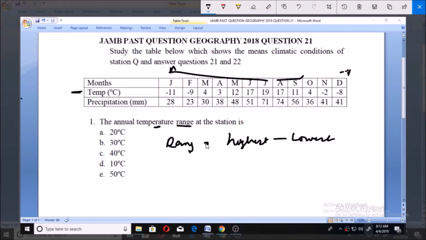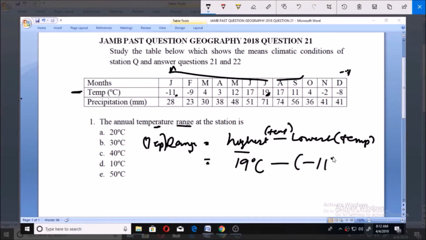Highest minus lowest. If you are talking about the temperature range, you're talking about highest temperature minus lowest temperature. So in this case, what is the highest temperature here? You look at all these, and you are going to see that the highest here is 19 degrees Celsius. So you have 19 degrees Celsius minus the lowest. What is the lowest? The lowest here is minus 11 degrees Celsius.